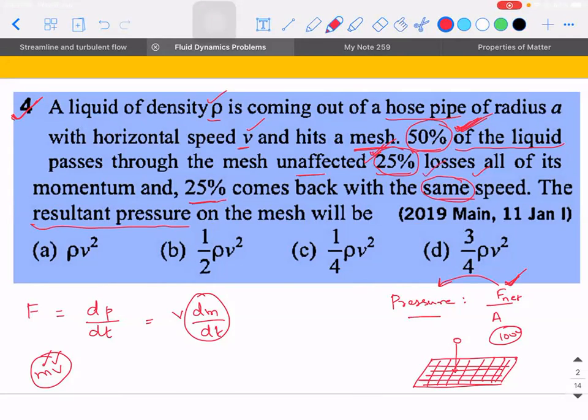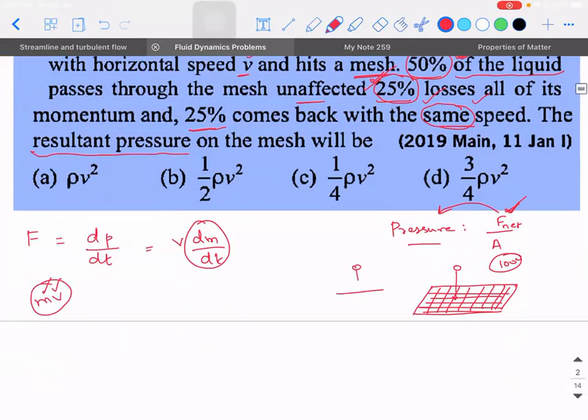What about the third one? Initially it hit with velocity v and it is rebounding with the velocity of minus v. Correct? It is rebounding with the same speed, with velocity minus v. So is there a change in momentum? Yes. Rather than change in momentum, I can say the change in velocity that has happened is 2v. Now I need to start thinking for what I need to do for this dm by dt in terms of density and speed. You guys tell me what I'm supposed to do.